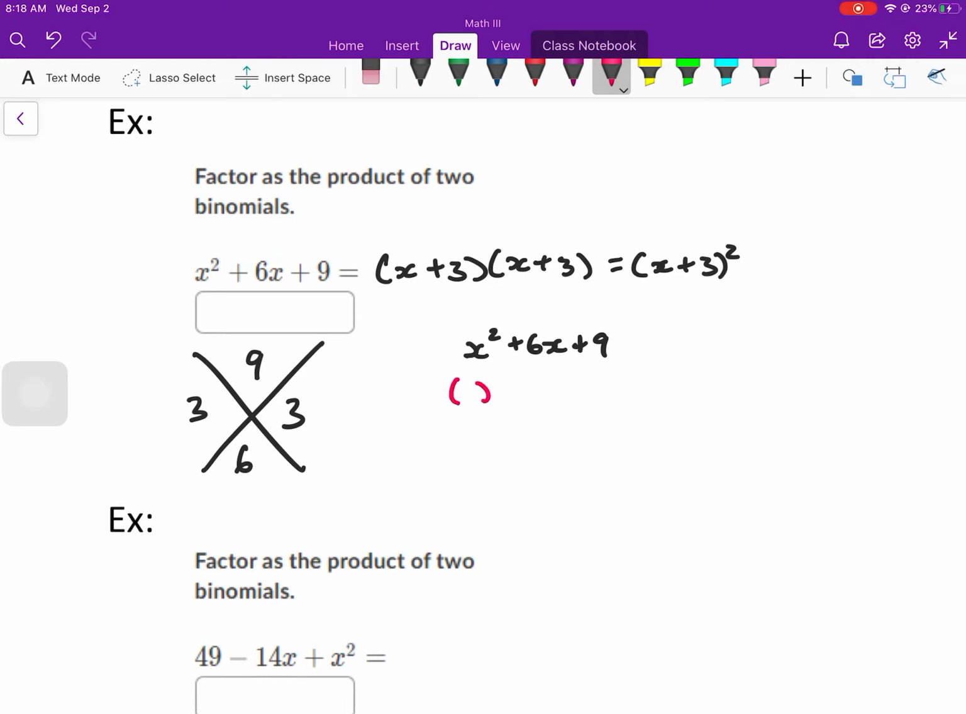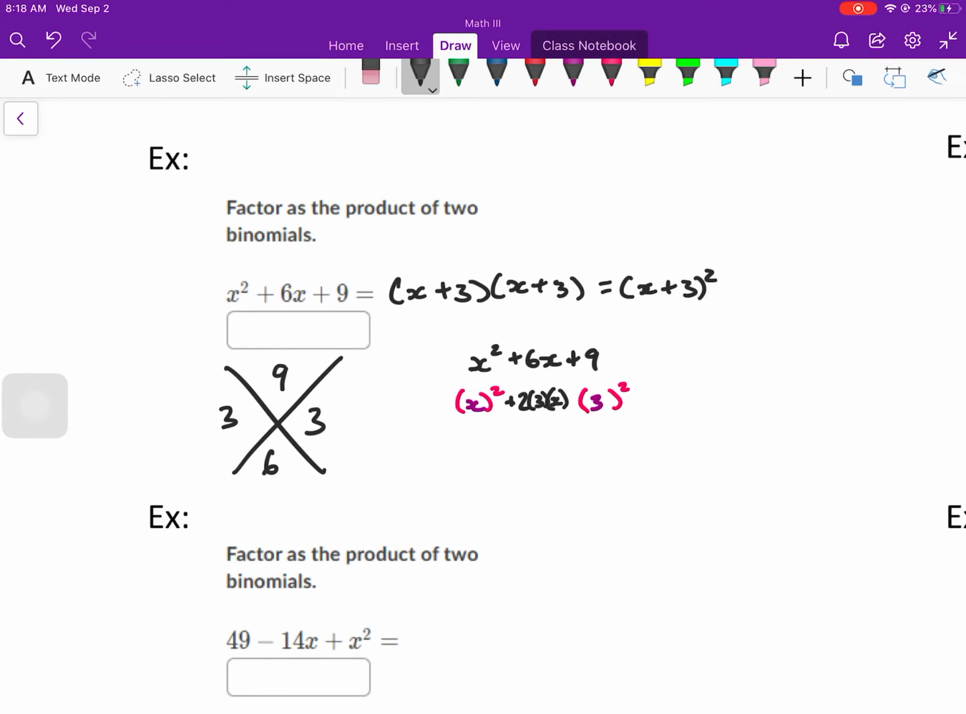So can I write this as something squared, and can I write this as something squared? And the answer is yes. This could be x squared, and this could be 3 squared. So the next question is, is this 2 times the product of these? So 2 times x times 3, yes, is 6x, right? That could be rewritten as 2 times 3 times x. So we're good.